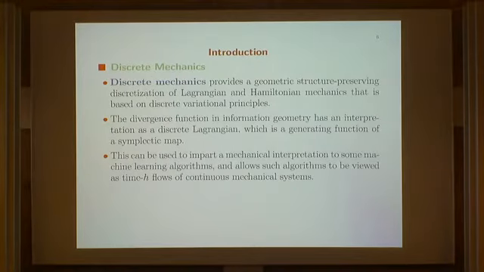manifolds. And then what I primarily work on is discrete mechanics, which is a way to construct geometric structure-preserving discretizations of analytical mechanical systems, primarily Lagrangian and Hamiltonian mechanics. The usual way we do this is through discrete versions of variational principles. And the connection between discrete mechanics and information geometry is that the divergence function, which is from information geometry, has an interpretation as a discrete Lagrangian, which is a generating function of a symplectic map.